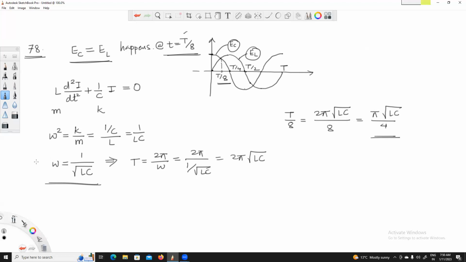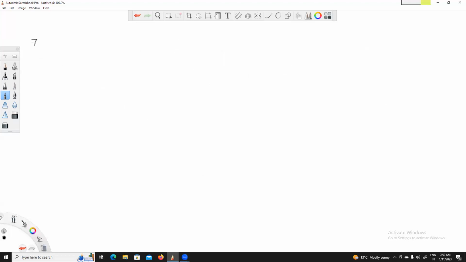Next, question 79. An LC circuit is in a state of resonance, neglecting ohmic resistance, and the resonant natural frequency is asked. The natural frequency is given by f equals 1 upon 2 pi root LC. Let me find this value: 1 upon 2 pi square root of L, where the value of L is given as 0.25.